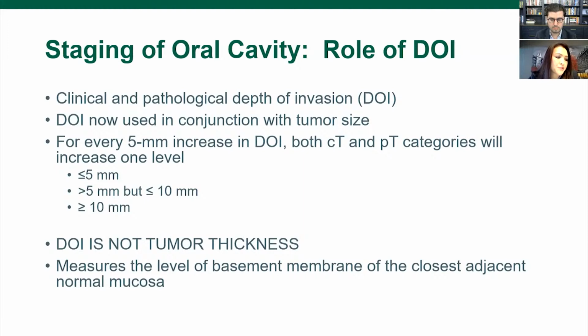After surgery, after the tissue is obtained, we can get a better pathological staging of the tumor, incorporating the size of the tumor plus the depth of invasion of the tumor. Now, depth of invasion is not describing tumor thickness as most people may think it is, but it actually measures the level of the basement membrane of the closest adjacent normal mucosa.